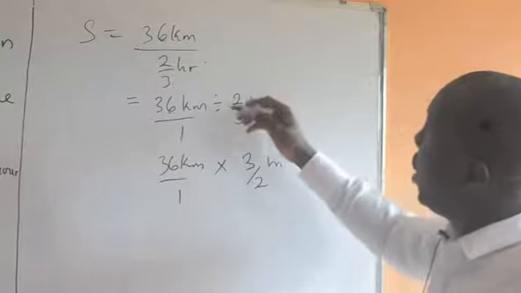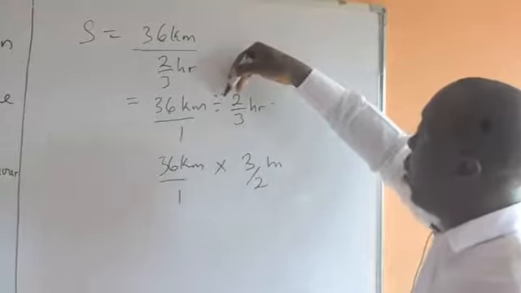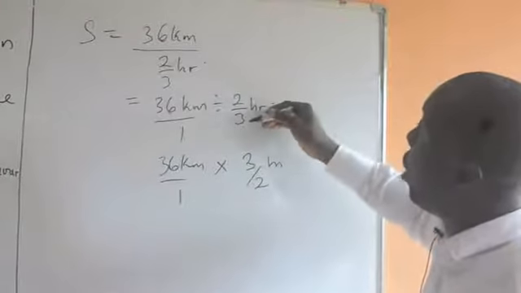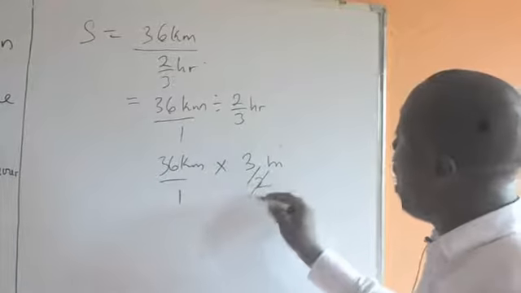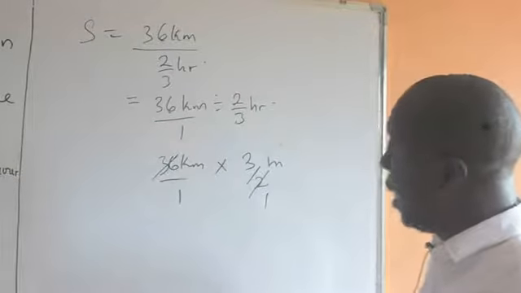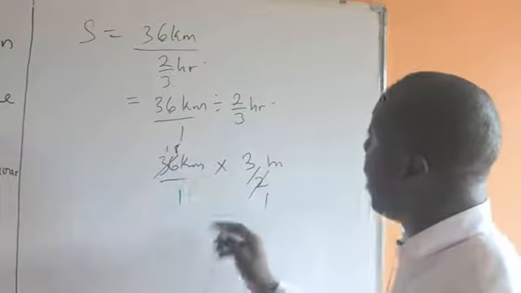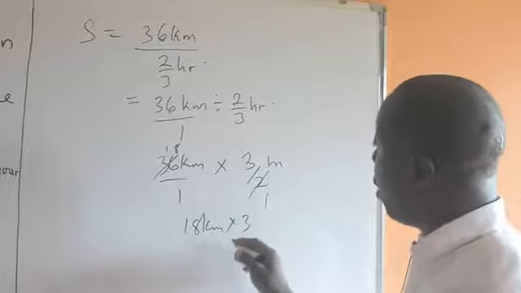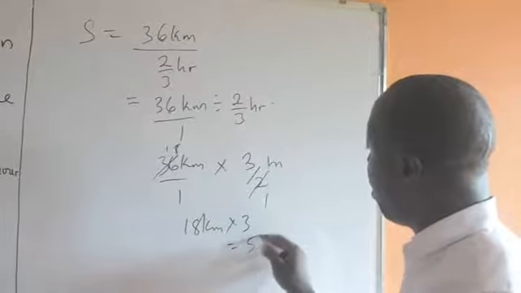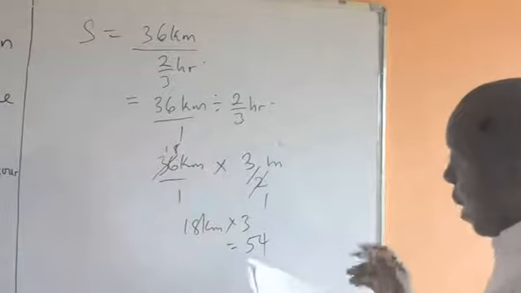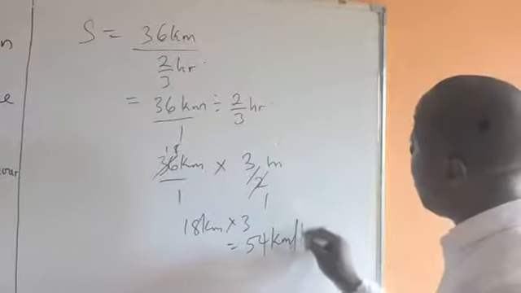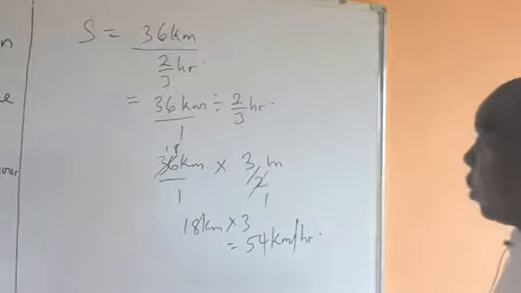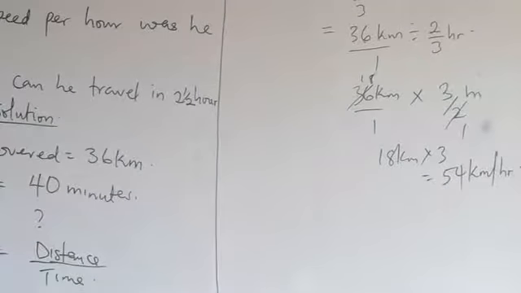When changing this division to multiplication, the denominator will now represent the numerator, while the numerator will now represent what? The denominator. So 2 here will give us 1, and 2 in 36 will give us 18. And we have 18 kilometers multiplied by 3, which will give us 54 kilometers per hour. Our answer is 54 kilometers per hour. Let me go through the question again.